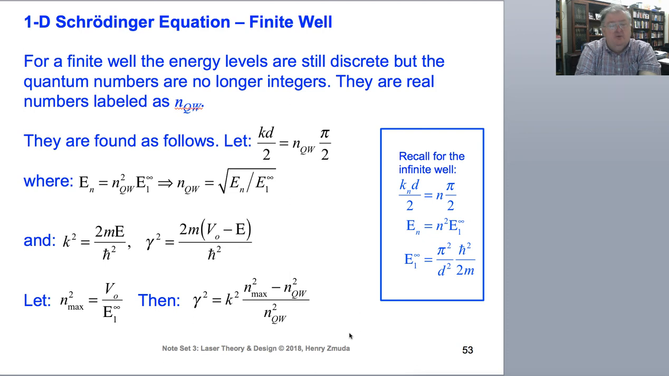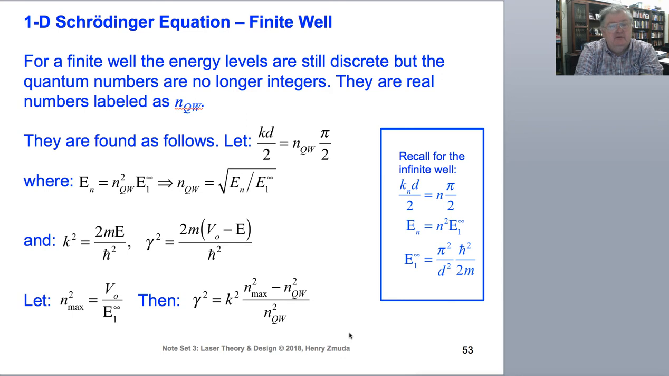For a finite well, based on the form of the equations, we see that the energy levels still are going to be discrete, but for the finite well, the quantum numbers are no longer integers.